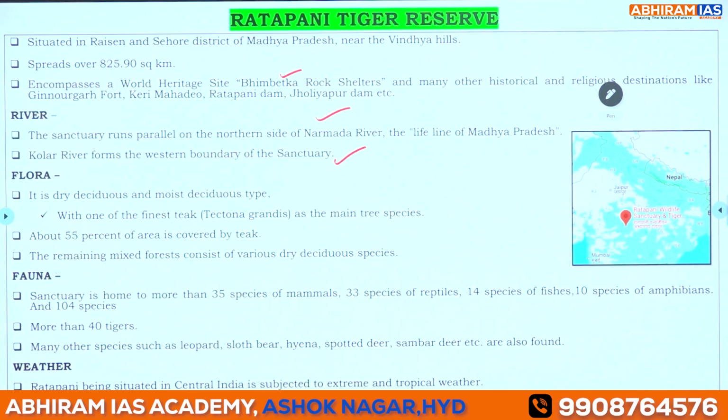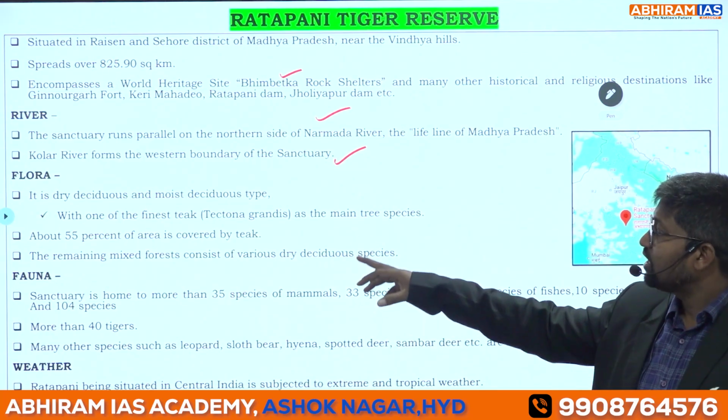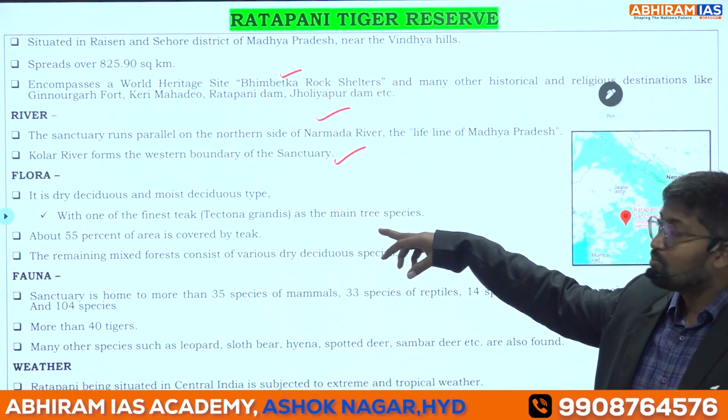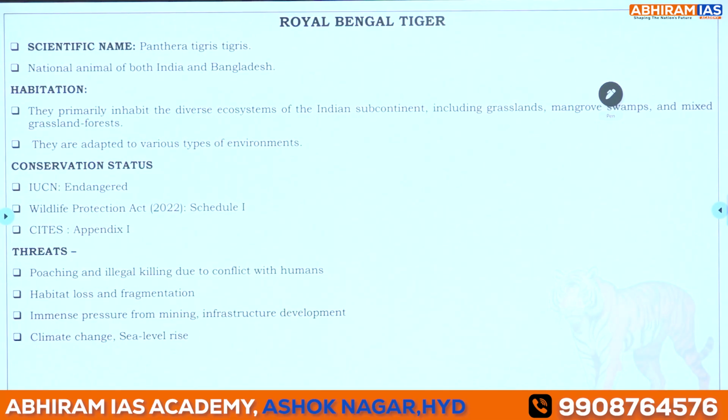Okay, next, it is dry deciduous and moist deciduous type. What type of forest, what type of vegetation is present here? It is dry deciduous and moist deciduous type. About 55% of the area is covered by teak. Okay, so this is about Ratapani Tiger Reserve.